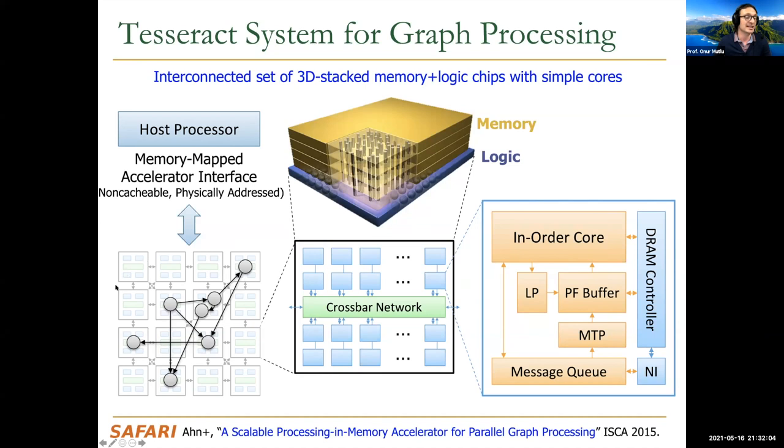So we actually interconnect many of these chips. But of course, you want to localize the computation movement inside here as much as possible. So you want to partition your graph nicely.